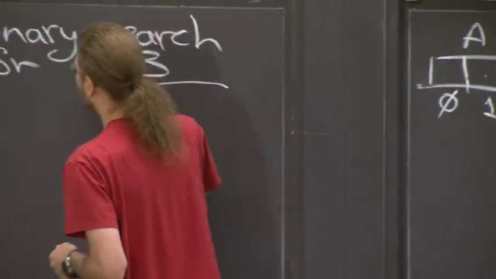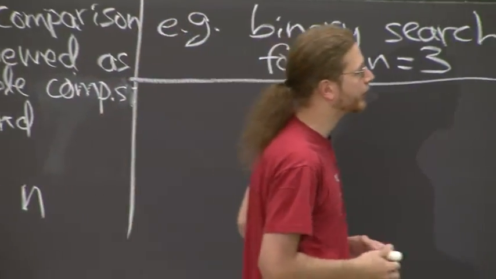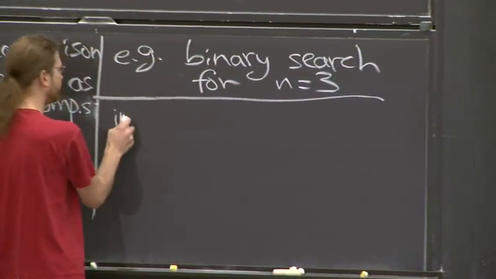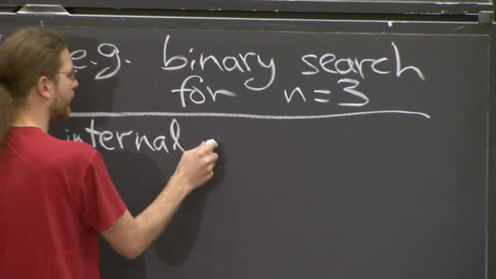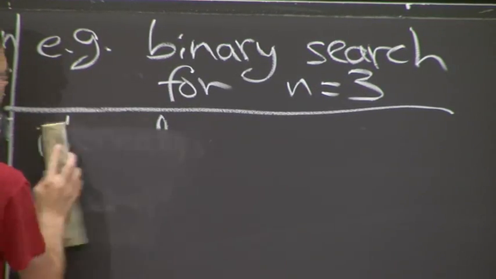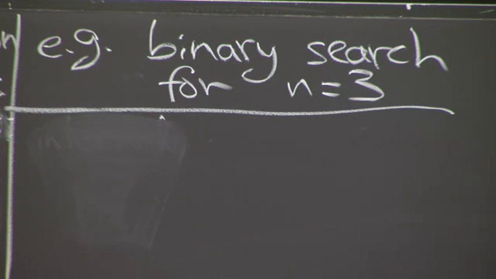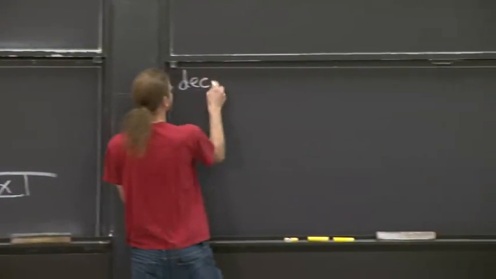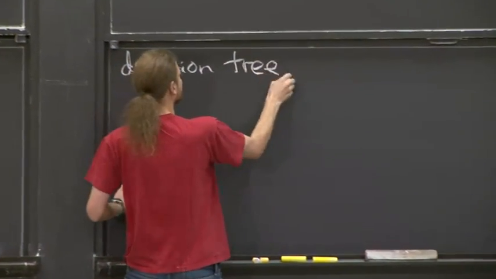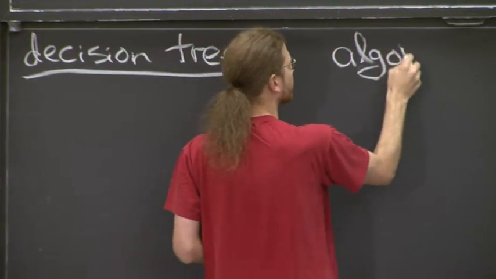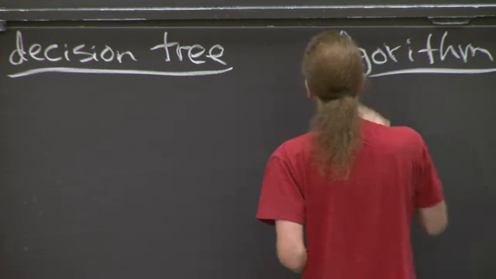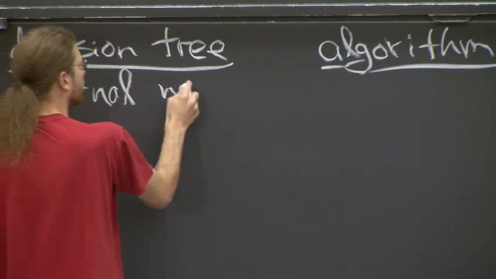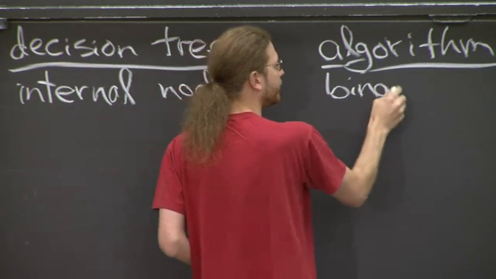Okay, so let's see. Let me talk about some features of this tree versus the algorithm. So every internal node, actually, I'm going to go over here. So we have a decision tree, and we have an algorithm that decision tree represents. And so when we have an internal node in the decision tree, that corresponds to a binary decision in the algorithm.